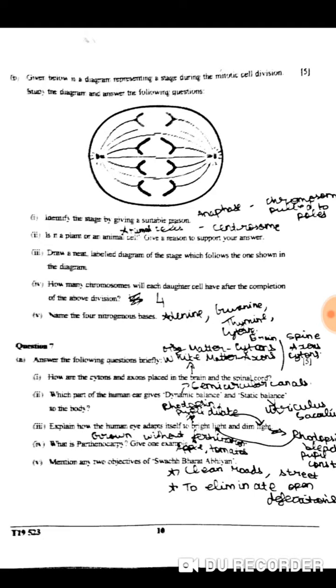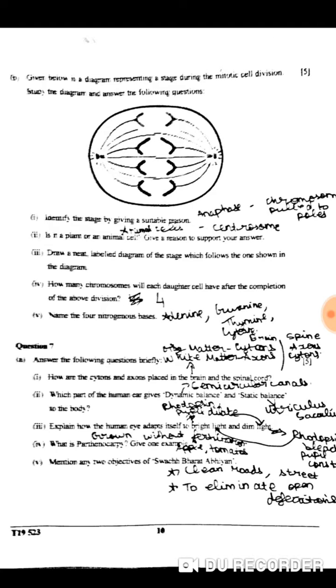Explain how the human eye adapts itself to bright light and dim light. For bright light, rhodopsin is bleached and pupil constricts, and for dim light, rhodopsin is increased and pupil dilates. What is parthenocarpy? Parthenocarpy is the process of growing of fruits without fertilization, giving seedless fruits. The examples are apples, tomatoes, and bananas.